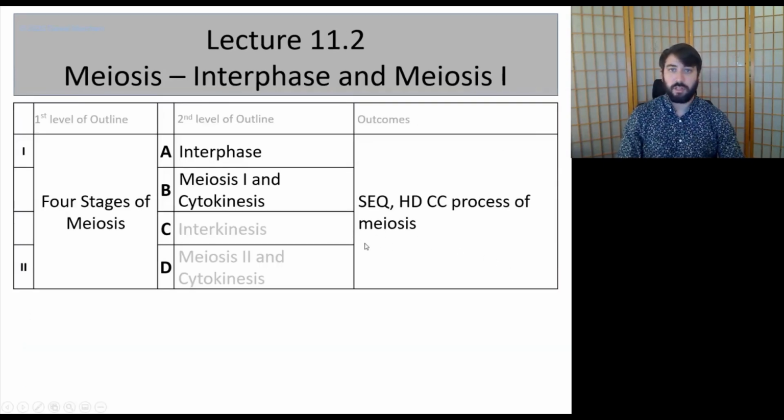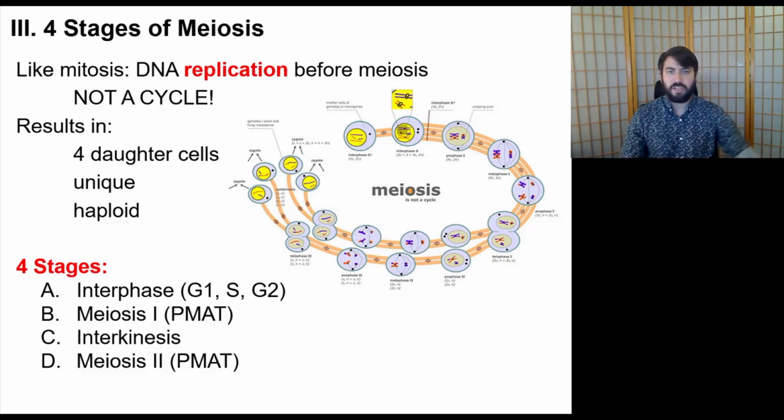On to 11.2. We kind of covered this a little bit at the end of last lecture, but really briefly, with meiosis, we're going to expect to see it's very similar to mitosis, except you do that PMAT process twice, and you're going to expect to have 4 unique daughter cells at the end that are haploid, so half the ploidy of the original cell, unlike mitosis where you have 2 daughter cells that are exactly the same as the parent cell.